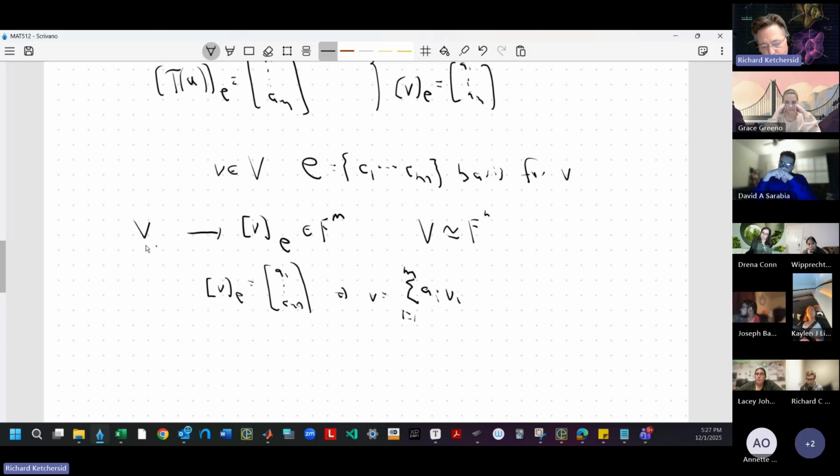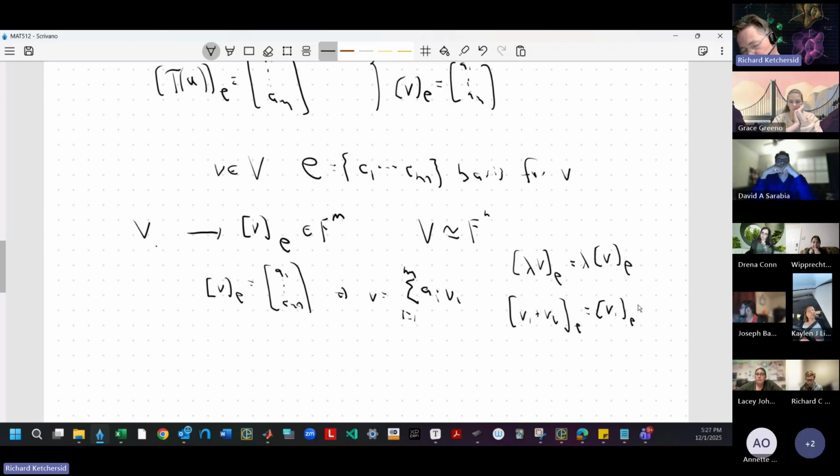To see that it's an isomorphism, you just check things like, if I compute lambda v with respect to C, well, that's the same as lambda times v with respect to C. And if I take v1 plus v2 with respect to C, then that is v1 with respect to C plus v2 with respect to C. These are easy exercises to do just based on the definition. So this map is a linear map, and it's clearly one-to-one and onto. Those are theorems.